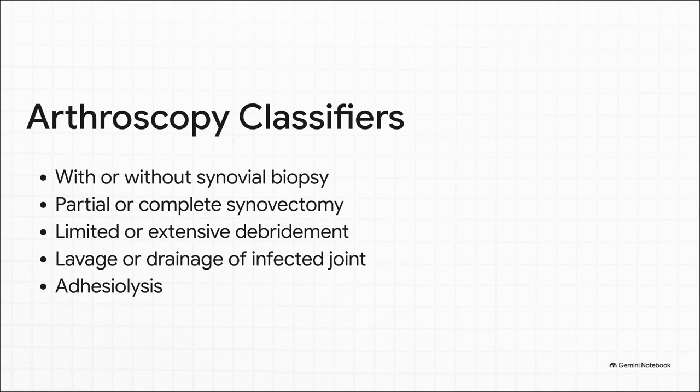Beyond those strict bundling rules, surgical arthroscopy codes are further broken down by the specific type and extent of the intervention. Again, you've got to read that op report like a detective. Was it performed with or without a synovial biopsy? Was the synovectomy just partial, or was it complete? Did the surgeon perform a limited debridement, or did things escalate to an extensive debridement? Other common classifications include the lavage and drainage of an infected joint, or adhesiolysis to break up tough restrictive scar tissue. The exact terminology the surgeon uses is exactly what dictates your final code.